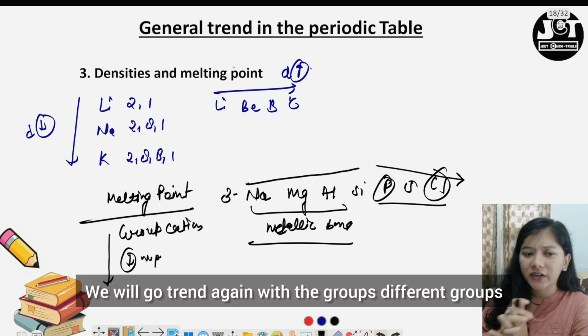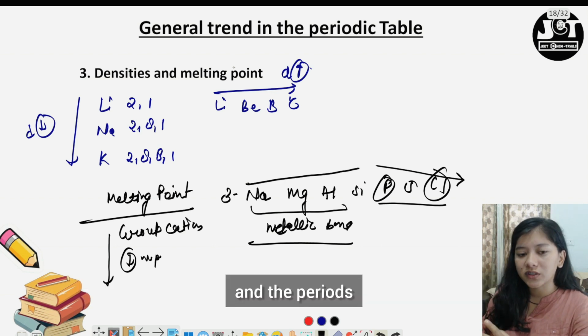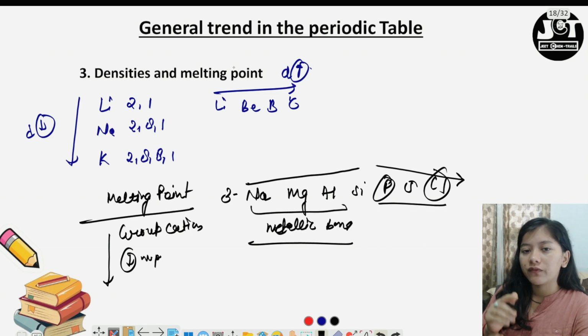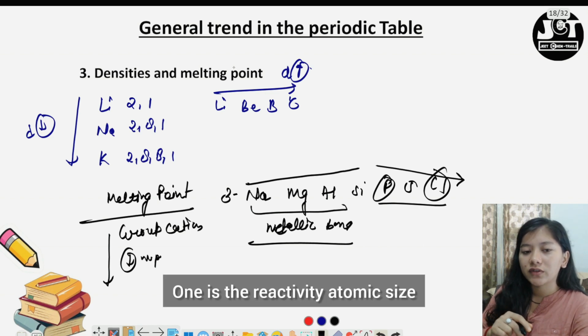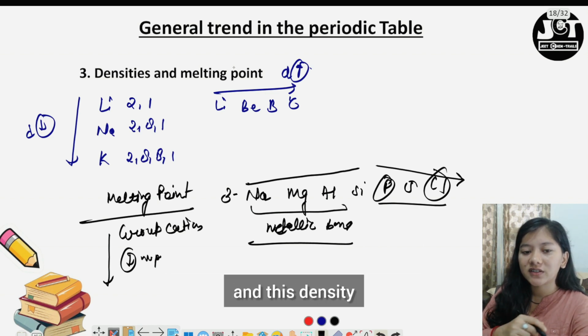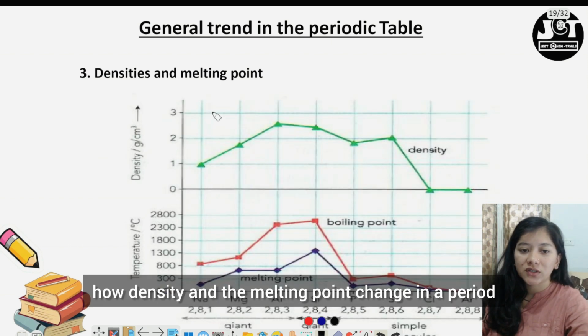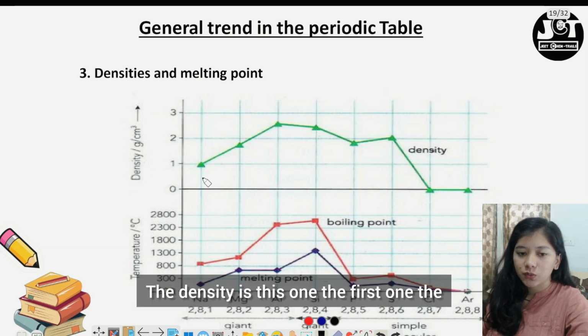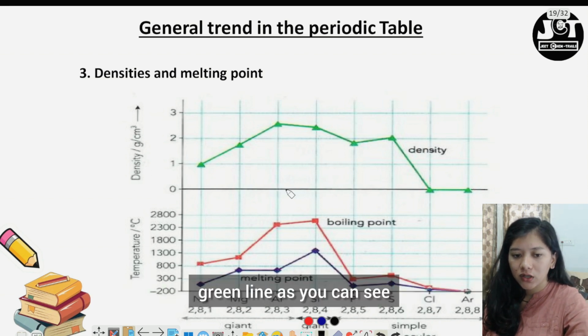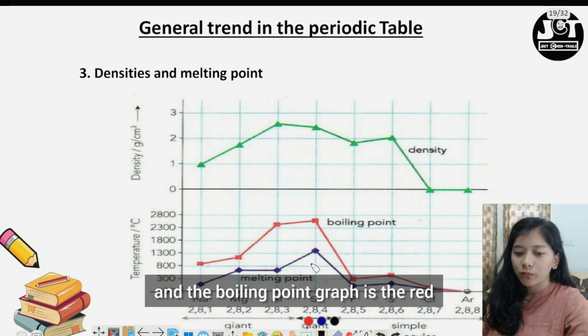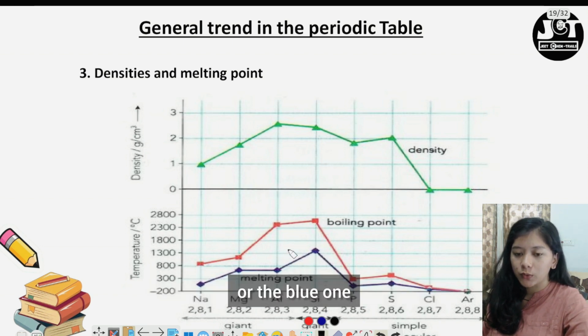We will go over the trends again with the different groups and periods, but that's how it works. We have discussed three things: reactivity, atomic size, and density and melting point. So this is the diagram. As you can see how density and melting point change in a period. The density is the first one, the green line, while the melting point and the boiling point graph is the red or the blue one.